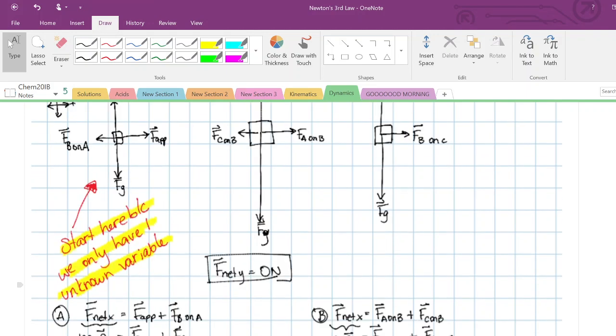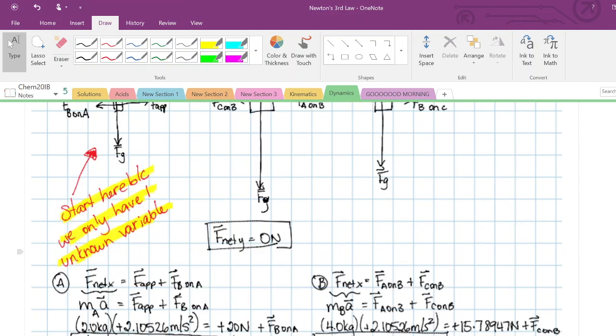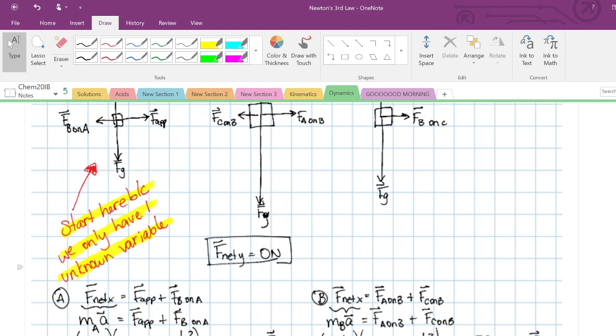So I'm going to set up my force equation. I've got force net parallel is equal to my sum of the forces, force applied plus force B on A. And notice that I've said that right is positive. Now, because I do know that this object is accelerating, the force net is going to be equal to the mass of block A times the acceleration. And that's equal to force applied plus force B on A.